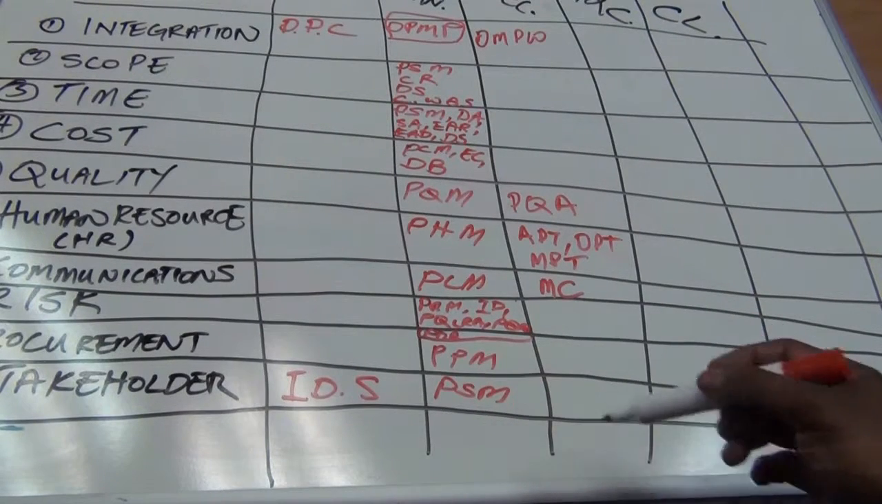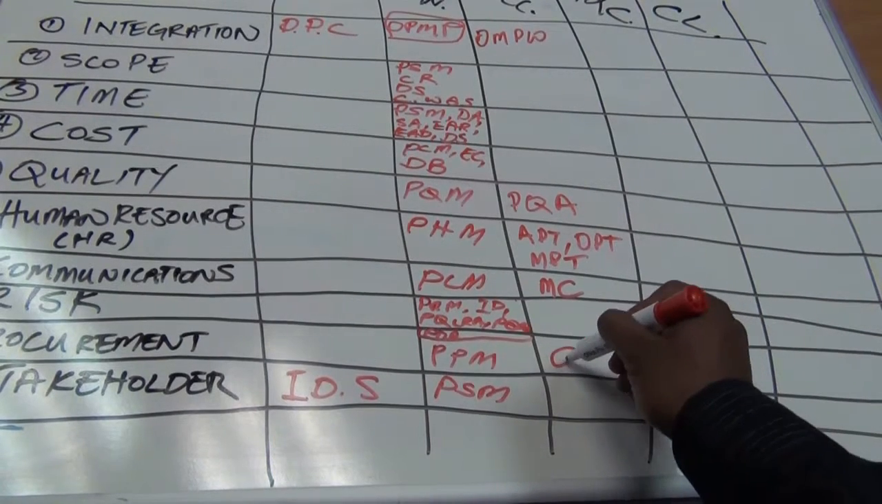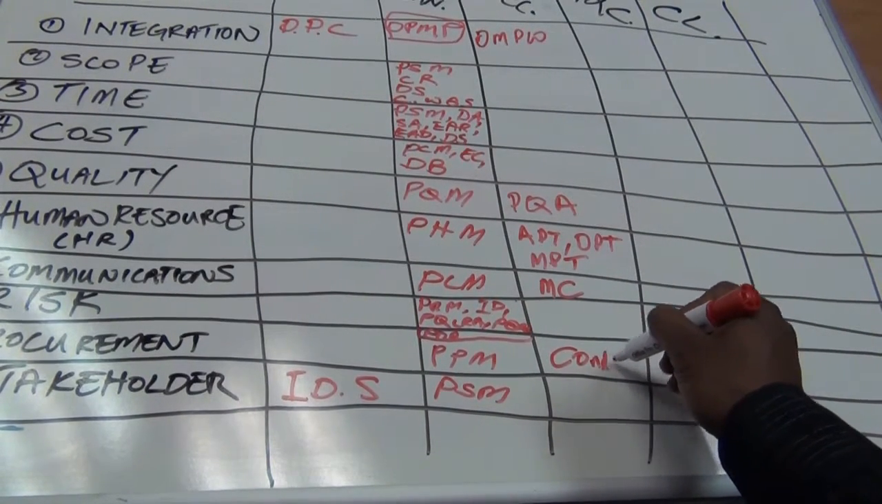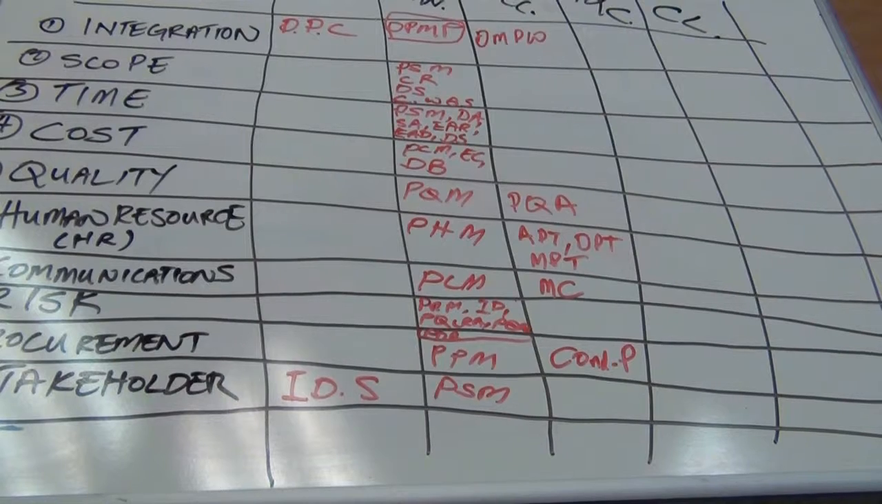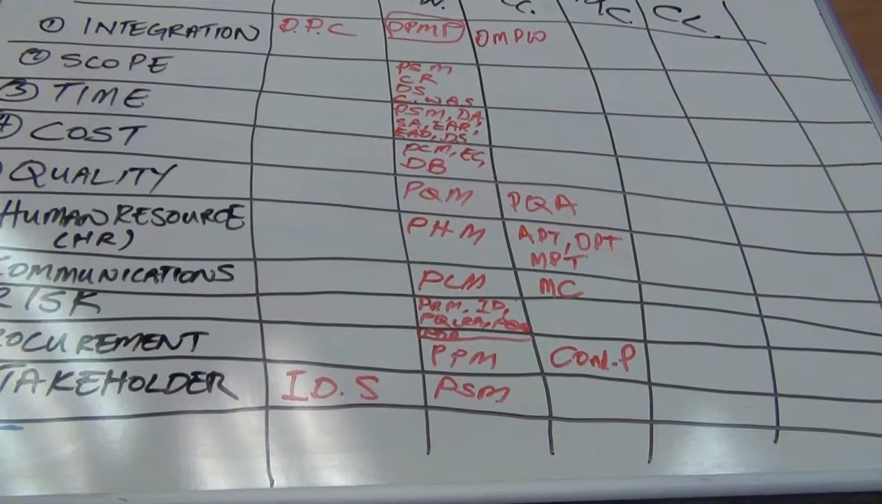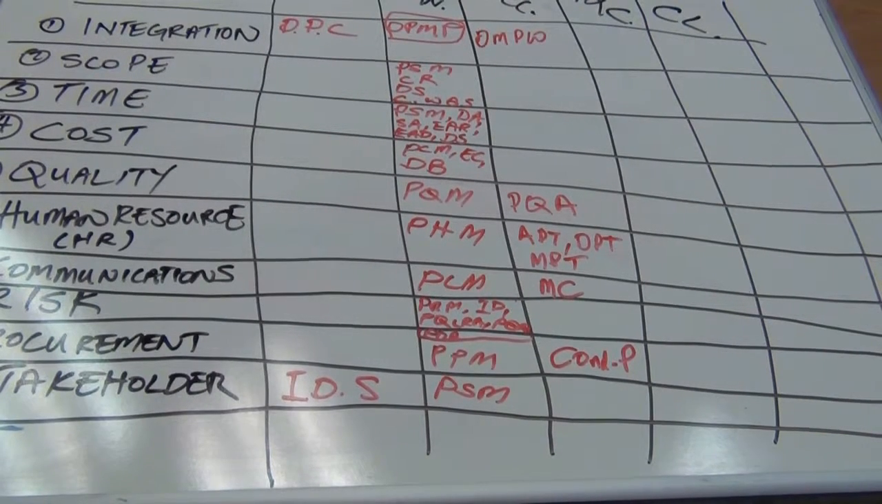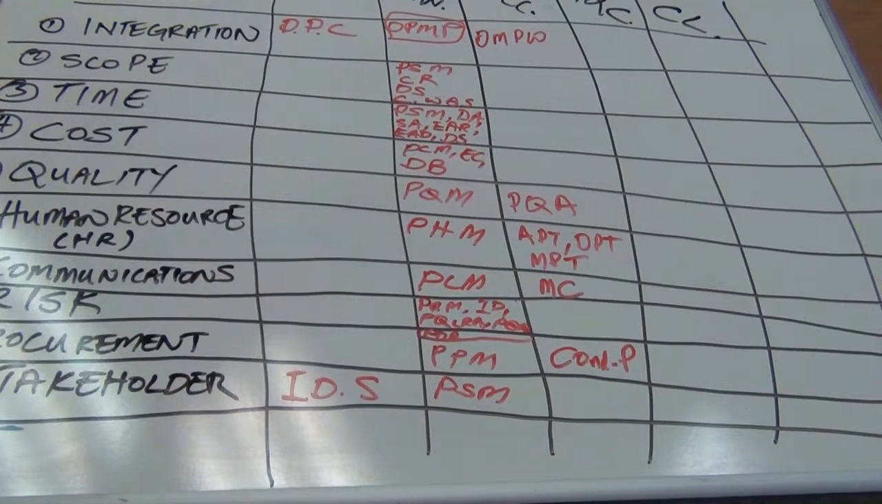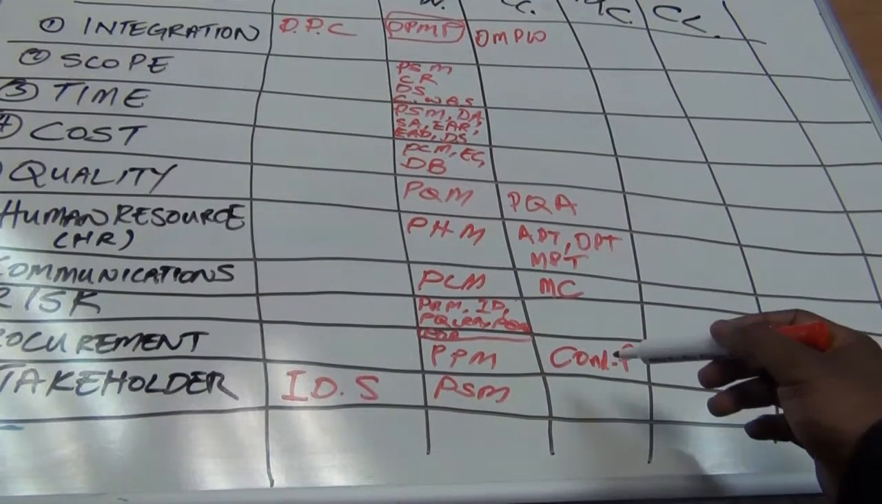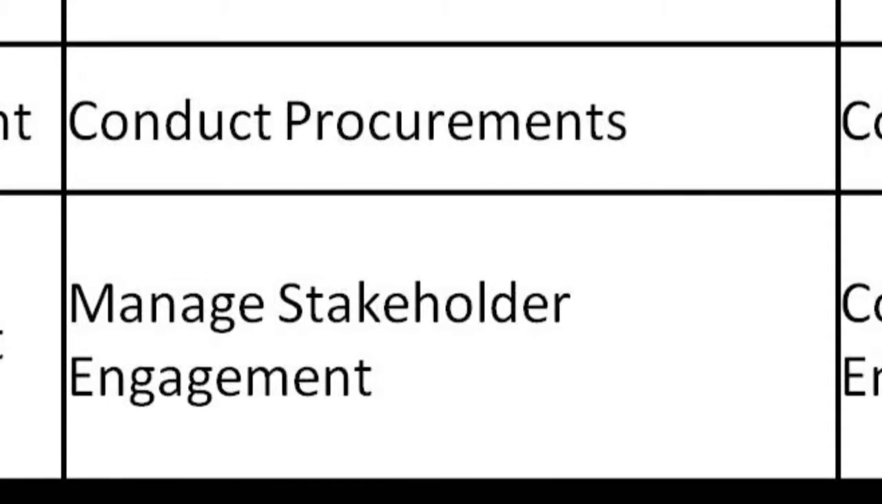Next one down here in procurement, we call that conduct procurements. Conduct procurements is where you select your sellers. You select the vendor who will deliver that product, service, or result to you. And the major goal of conducting procurements is to come out with agreements, be they contracts, whatever we want to call them. There has to be some agreement, and the final deal is sealed in conduct procurements.